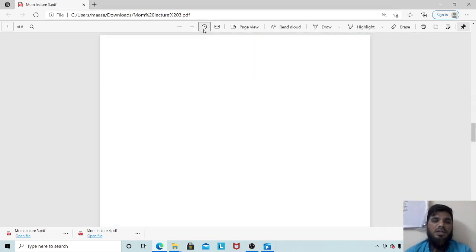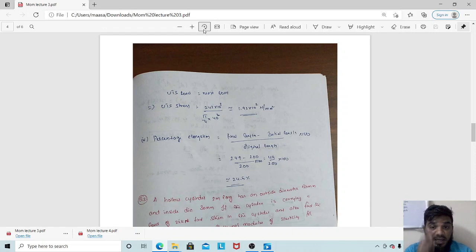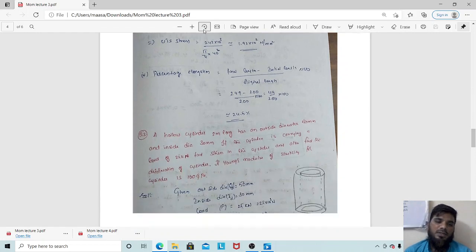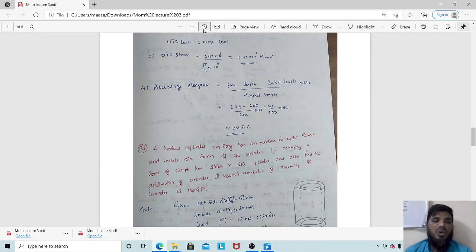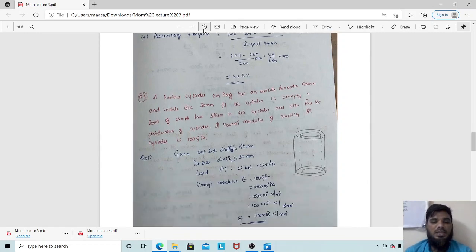See this, the percentage elongation here is final length minus initial length by original length into 100. Why 100? Because they have asked percentage elongation. Elongation, generally we know, is final length minus initial length by original. At the time of breaking, the final length is 249, which is given in your problem. 249 minus 200 by 200 into 100. That is 49 by 200 into 100, which you are going to obtain as 24.5 percent. I hope everyone is clear with this. Note this down. If you have any doubts, please ask in the comment section or WhatsApp.